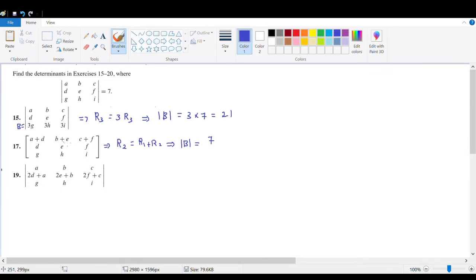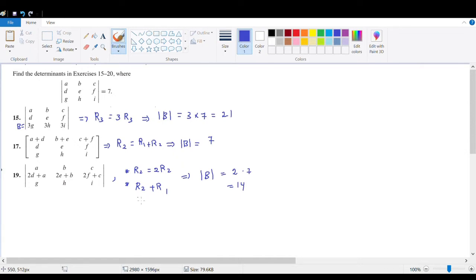Now for 19, if we compare this one with this one, it seems that we first multiply row 2 by 2. So the first row operation is row 2 equals 2 times row 2. Then the second one, we add row 2 plus row 1. The first will change the determinant and it will be multiplied by 2, but the second will not change the determinant, so the determinant of P will be equal to 2 multiplied by 7, which gives us 14.